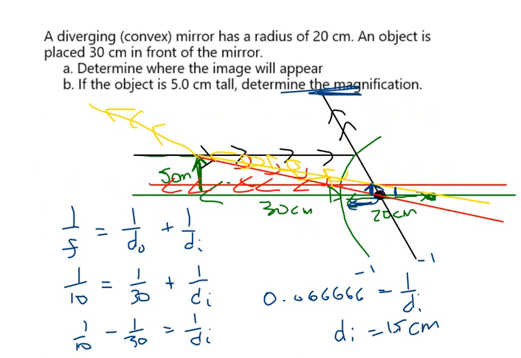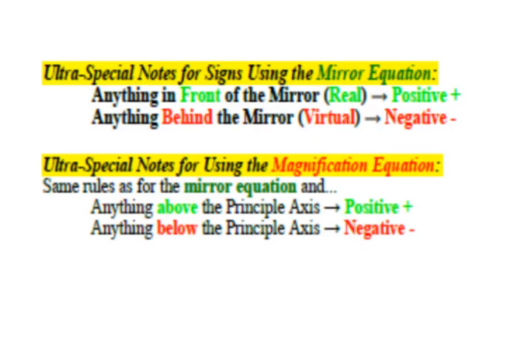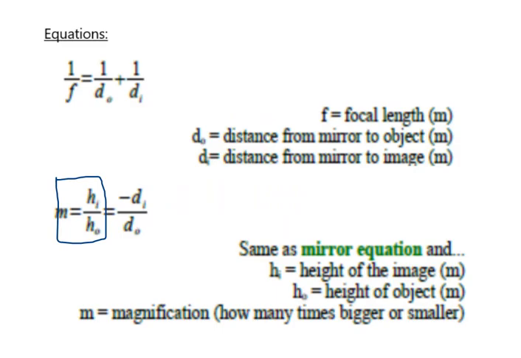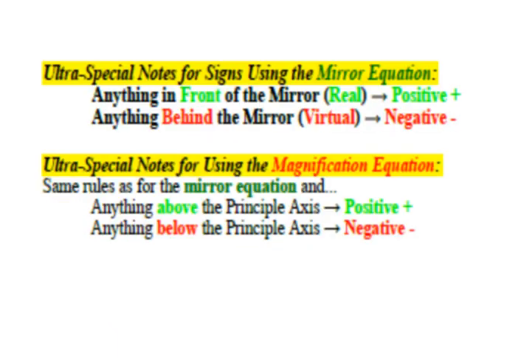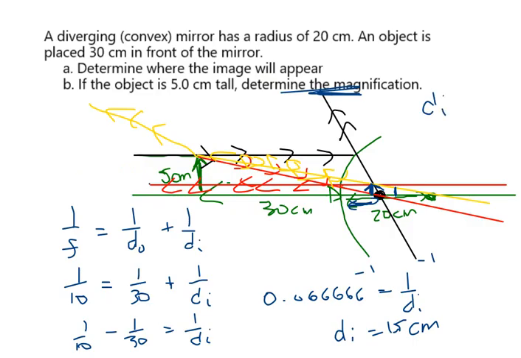Anyways, let's try the magnification here. To get the magnification, the formula would be to take the distance of the image divided by the distance to the object. So the distance to the image was 15. I'm going to ignore the negative right now. I got to try to figure out why it's not negative. But the distance to the image was 15. The distance to the object was 30. 15 divided by 30 means we should have a magnification of a half. Ignore the negative right now. I got to figure out why we're missing a negative here.